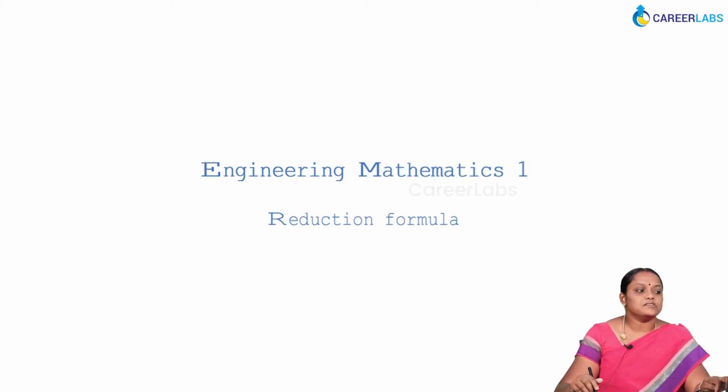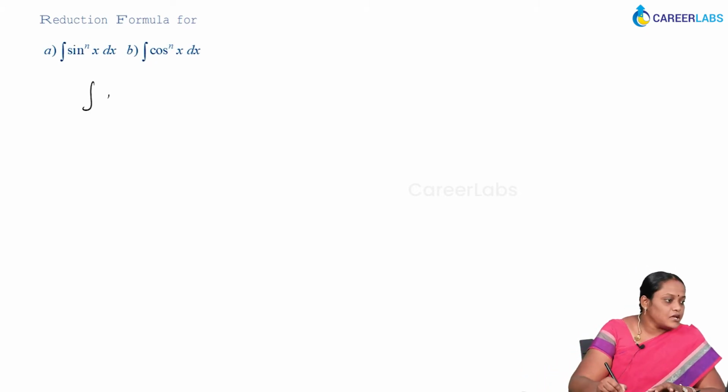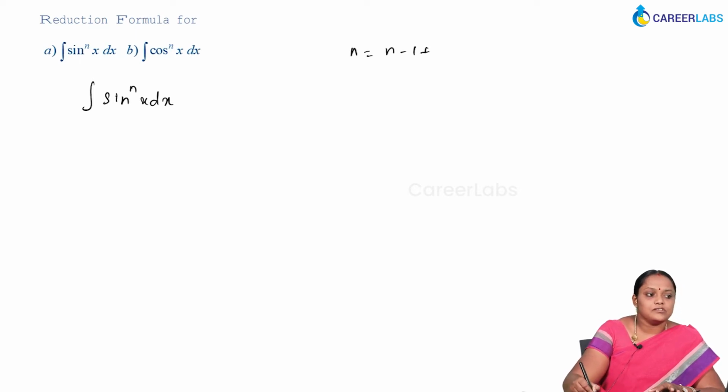Right? So now let us start with integral sin^n x dx. In a similar manner you can proceed for cos^n x dx on your own. Okay, so let us start with this integral sin^n x dx. So this n I can write as n minus 1 plus 1. So this is equivalent to integral sin^(n-1) x into sin x dx.